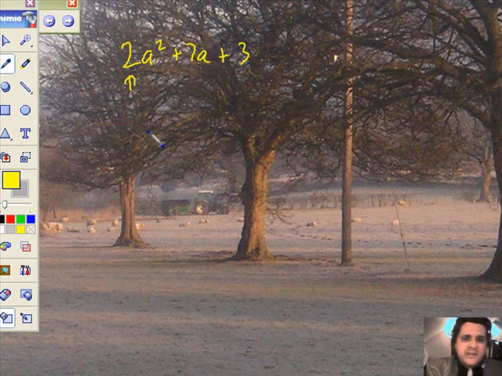Because there's a number in front of the a squared, the x squared, the letter squared, and so there's more to think about. So you've gone from B to A in one step. Same thinking though. The way to make 2a squared is to go 2a times a. There's only one way to make 3, and that's 1 times 3.